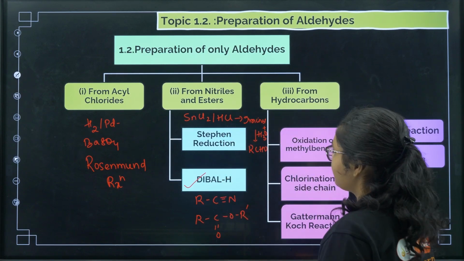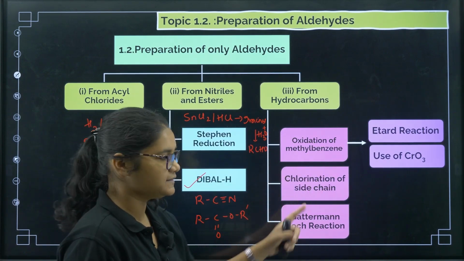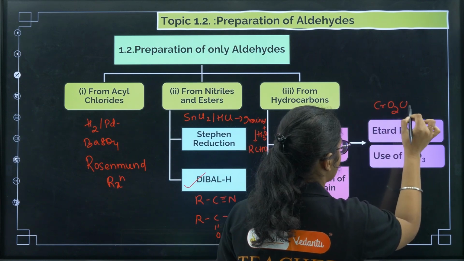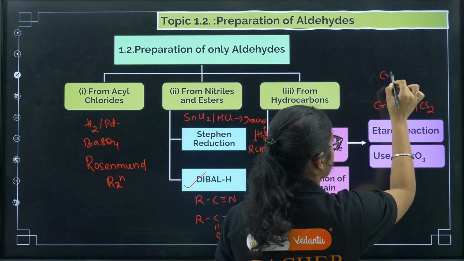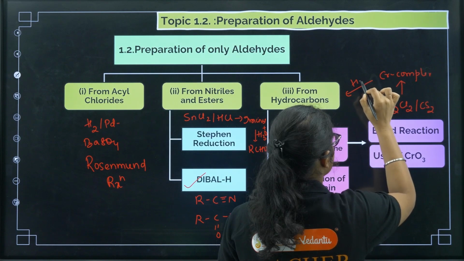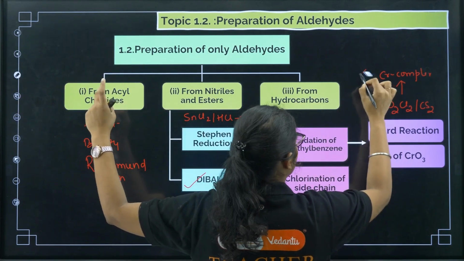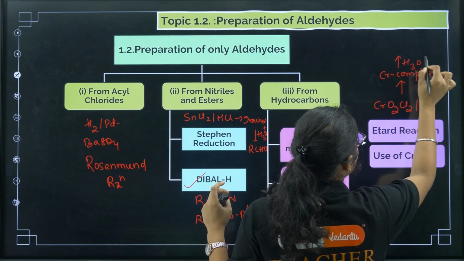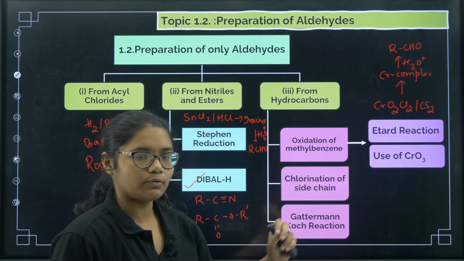Next, coming to preparation from hydrocarbons, under hydrocarbons we have oxidation of methyl benzene. The first one was the Etard reaction. What is the reagent required here? CrO2Cl2 in presence of CS2. After that we get a chromium complex, right? And after that, if I do hydrolysis, I get aldehydes, right? Use of chromium oxide also you can do.